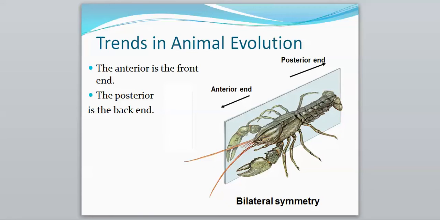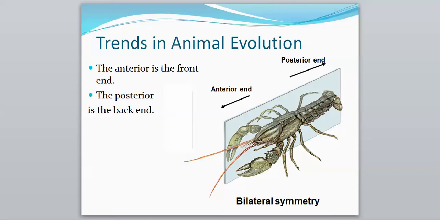And just some terms to go along with this bilateral symmetry. When we think of the word anterior, that is going to be the front end. So if we think the anterior side of the animal, that's the front side. And the posterior is going to be the back end. So these are just some more scientific terms that we use. We're not just going to say the front and the back. We have to say the anterior and the posterior.